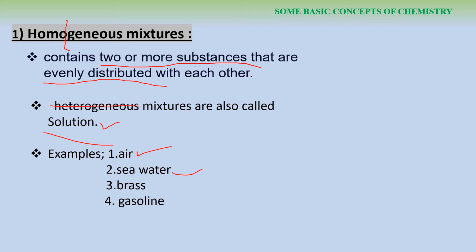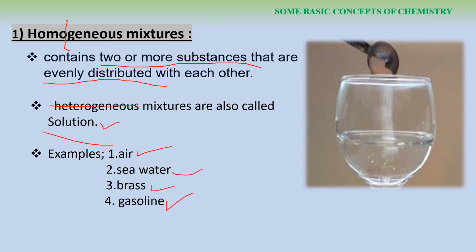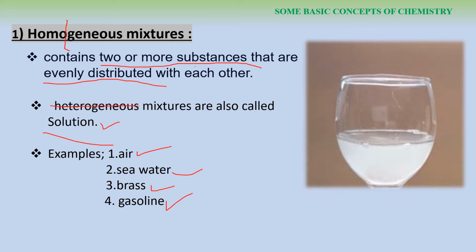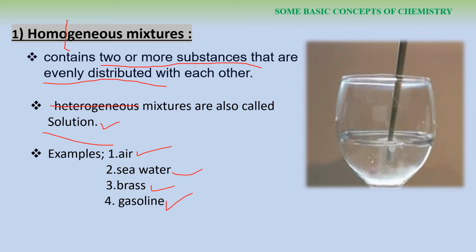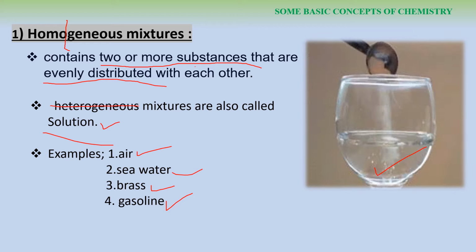Seawater, wherever you drink seawater, you find it salty only. Brass is an alloy, and gasoline. These are examples of homogeneous mixtures. And look at this image. You can also do it at home. Take one glass, add some water, and add a pinch of salt. Stir it well. After some time, what will you observe? See here.